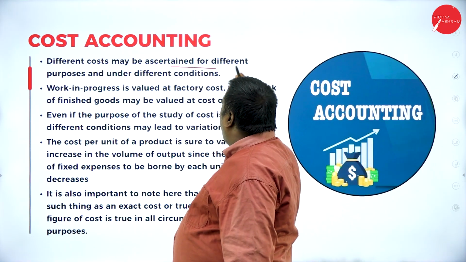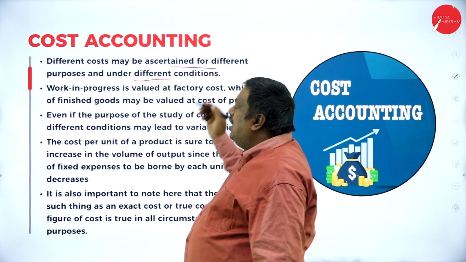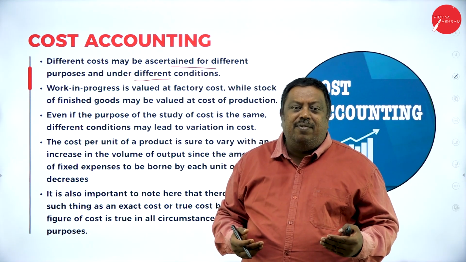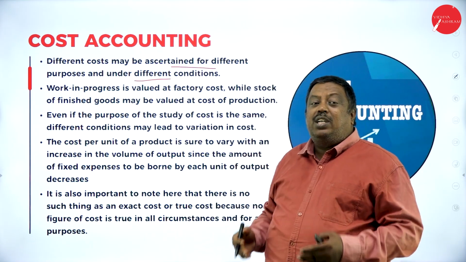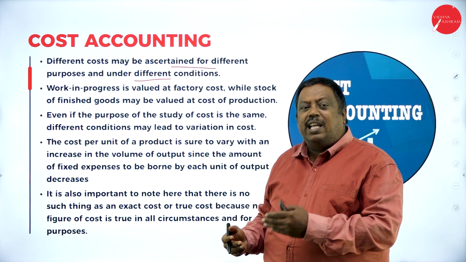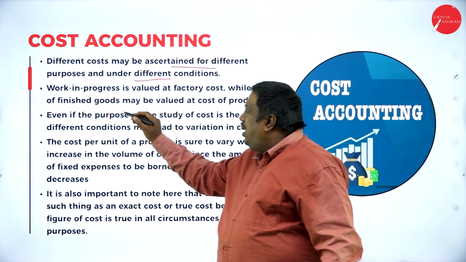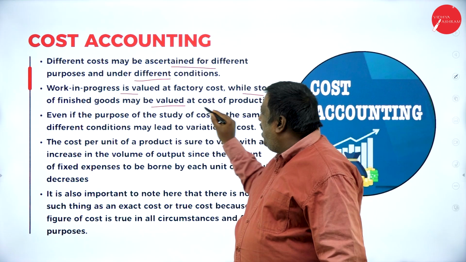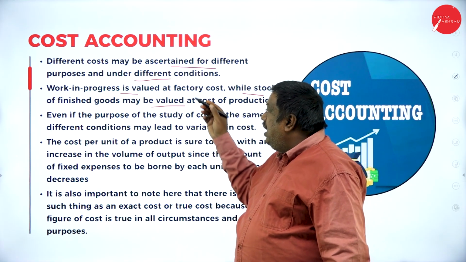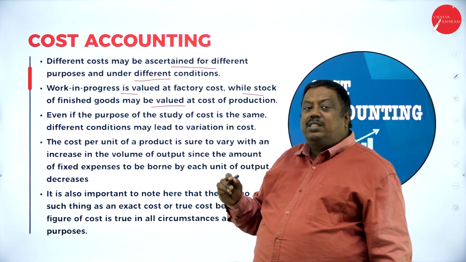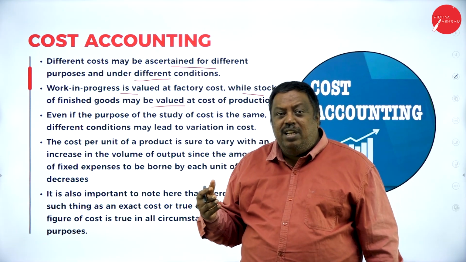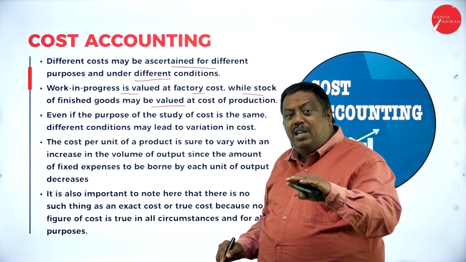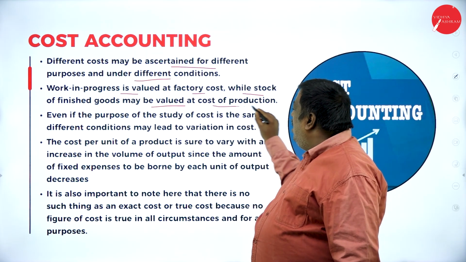Different costs may be ascertained for different purposes under different conditions. So based on your requirement and other concepts, the cost can be identified here, and based on the purpose for which it is required, you're going to check the actual amount of cost incurred. Work in progress is valued at factory cost, while stock of finished goods may be valued at cost of production. Work in progress means it is still under process of conversion. For that, we are going to consider the factory cost. Where we have already converted the raw material into finished goods, for that we are going to consider cost of production.